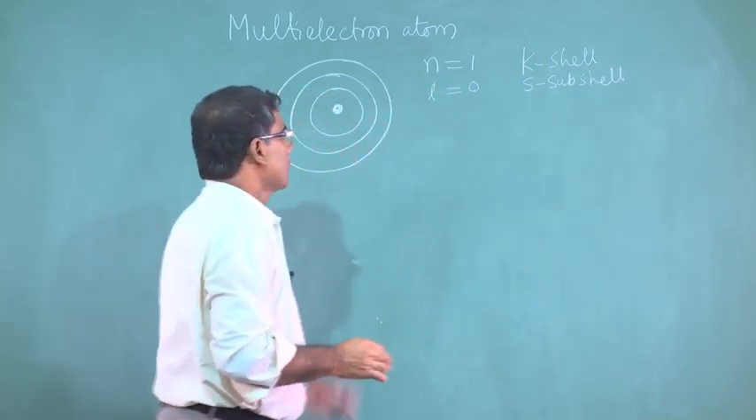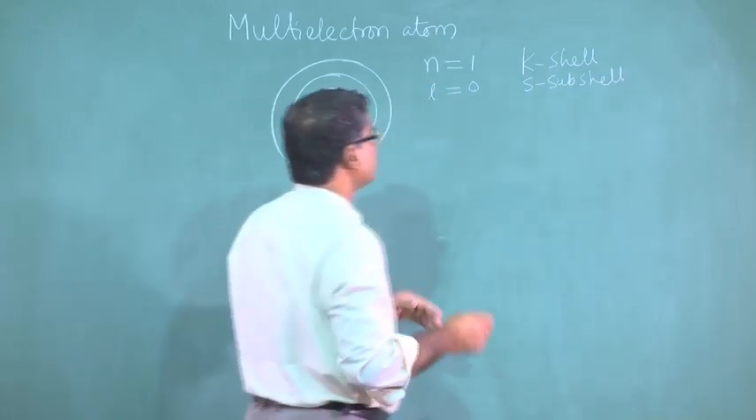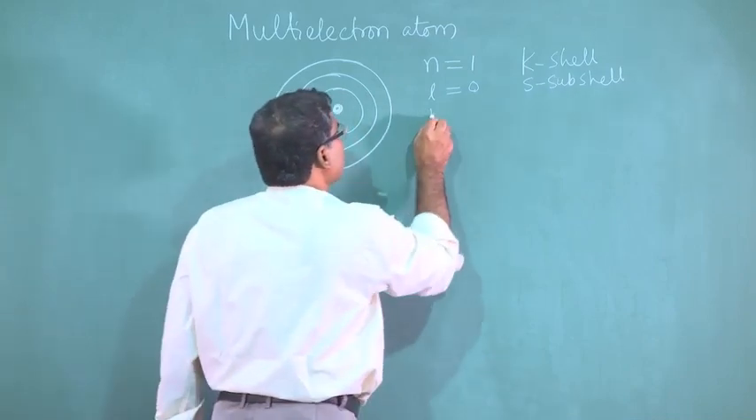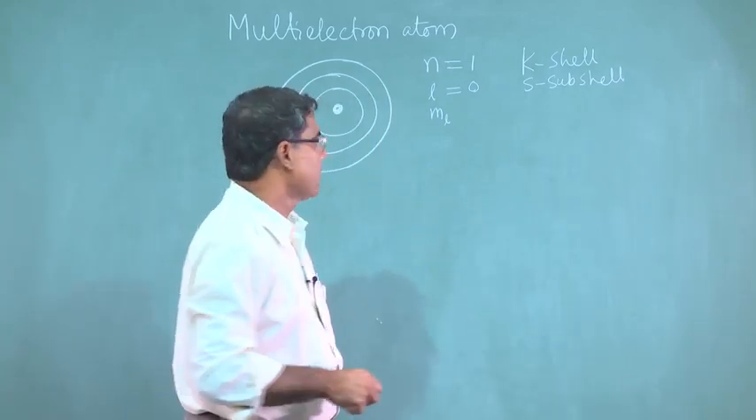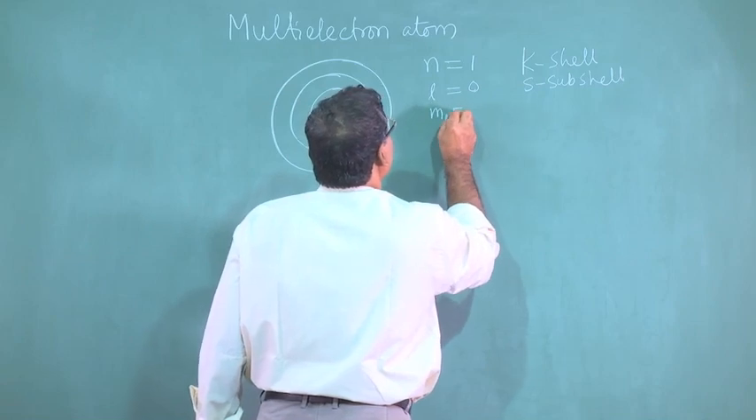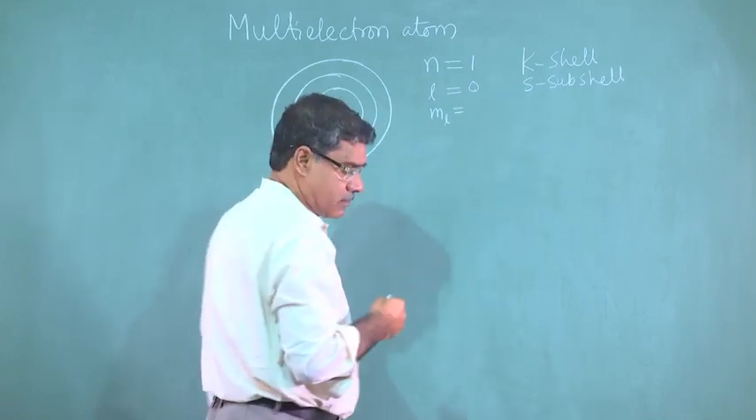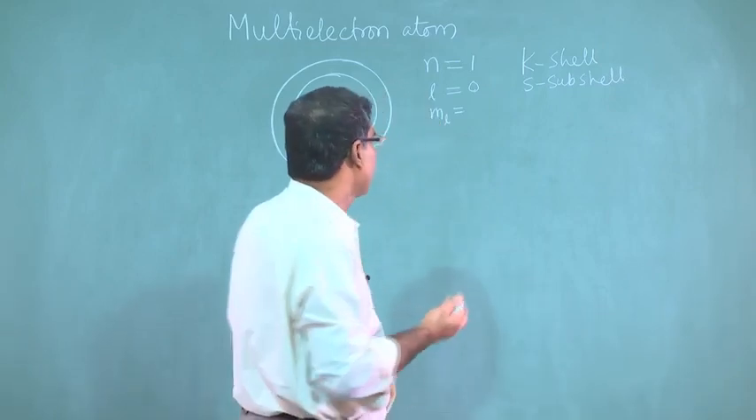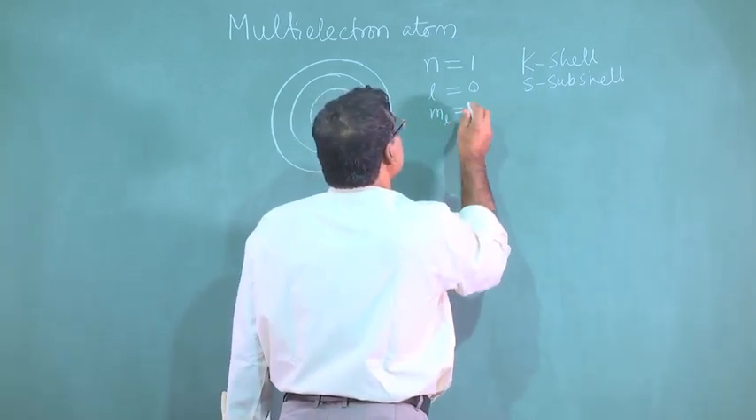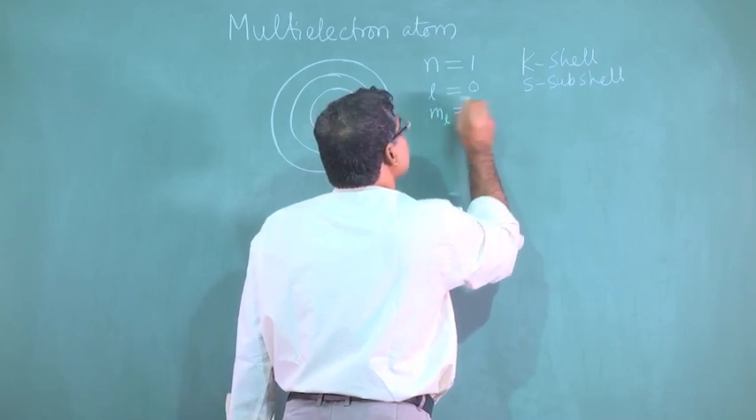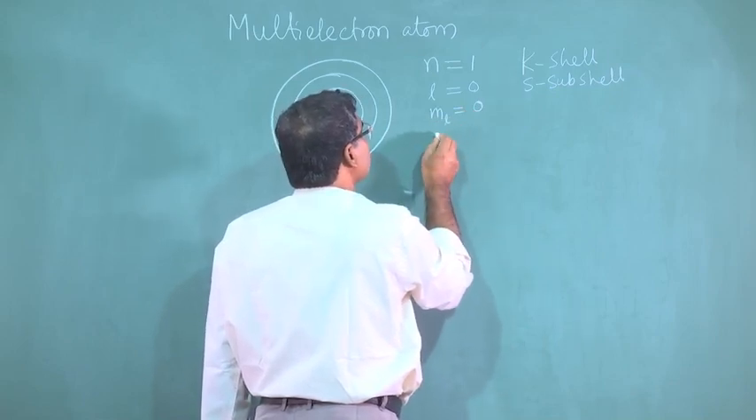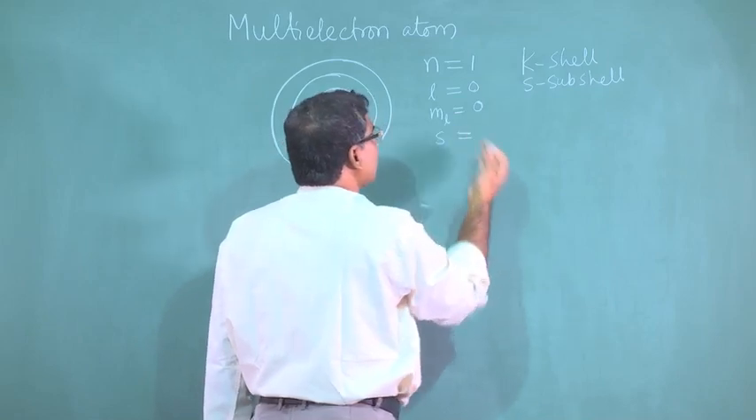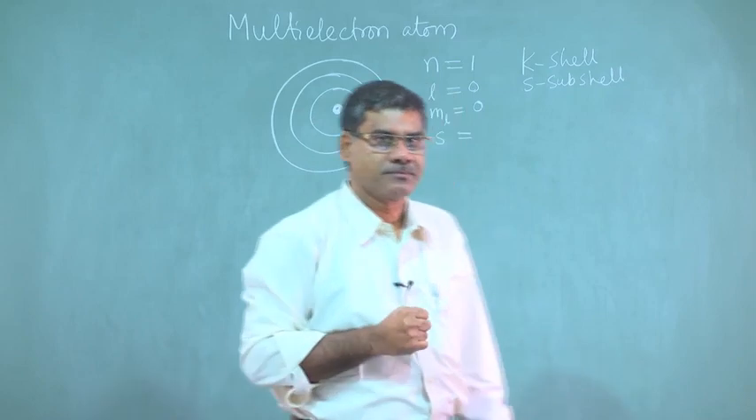Then there are another two quantum numbers. Due to space quantization we get the magnetic quantum number ml, which can take values from minus L to plus L. So for L equal to 0, ml will be 0. And then the spin quantum number, S, equal to the spin of the electron.